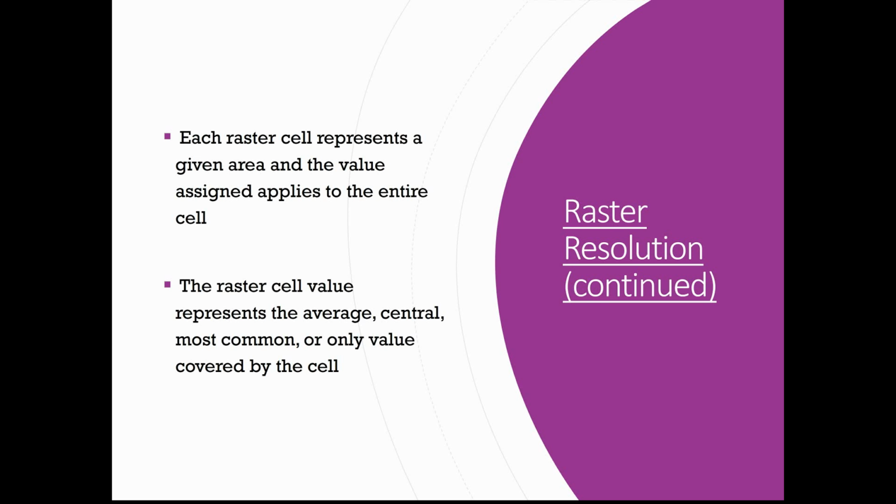Again, it is important to reiterate that each raster cell represents a given area and the value assigned applies to the entire cell area. If there is more than one value that could fall inside the raster cell, then the raster cell may contain the average, central, most common, or other value covered by the cell.